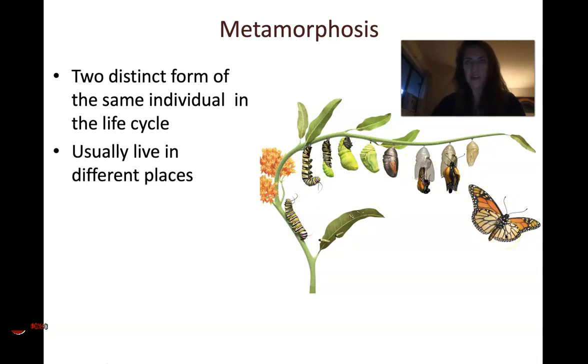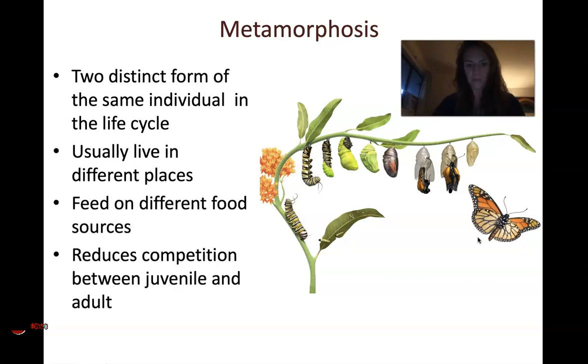And why this is a really great strategy, why we see it in so many organisms, is that the larva is going to live in a different place than the adult is going to live. So the caterpillar is going to live on trees and branches and leaves and eat the leaves, and the butterfly can fly around and access nectar. So giving them more access to resources. It also reduces competition between the juvenile and adult. So this gives everybody more food available because the adults can feed on different things than the juvenile can.